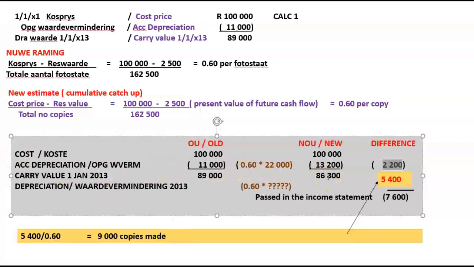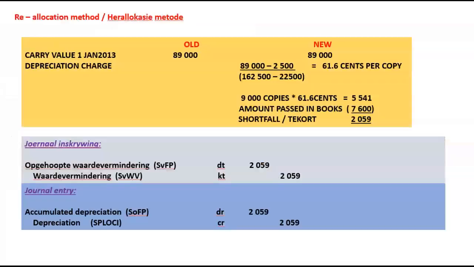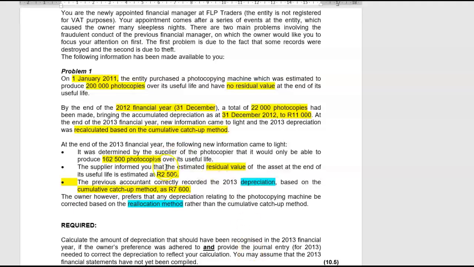So where does the reallocation method start? It starts with our carry value actually in our books at the beginning of the year, 89,000 Rand. Then on our carry value at the beginning of the year, we're going to apply our new estimates. Our new estimate for residual value, 2,500 Rand. And then they've told us the new estimate of total capacity, 162,500, but remember up to the beginning of the current financial year, we have already made 22,000 copies.